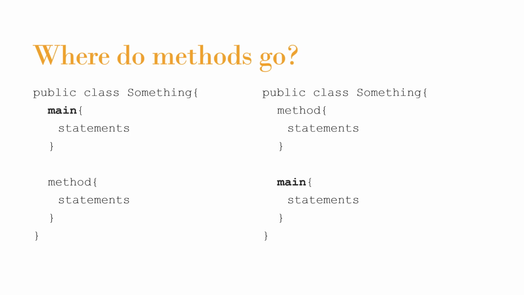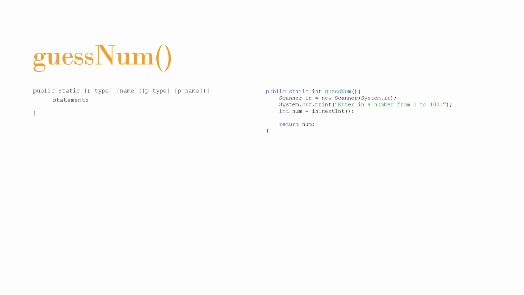So the first method that we're going to create is one called guessNum. The basic formula for writing a method is we have public, static, the return type, the name of it, and then whatever parameters we have, separated with a comma. And then you have the statements in there.